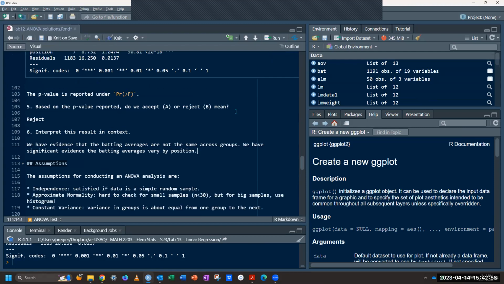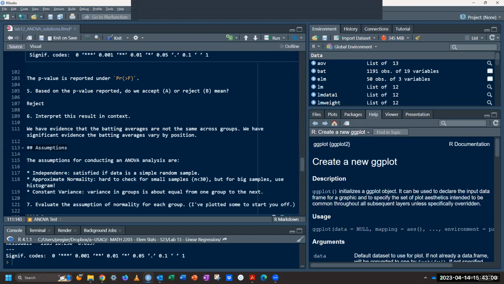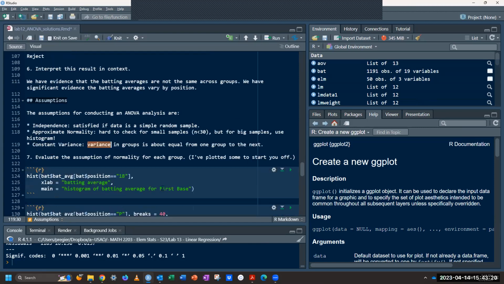So to conduct this test, there are some assumptions we want to check. Independence: is it a simple random sample? We want to say, for a big sample, do we have approximate normality for each group of batting averages? And is there constant variance in each group? Is the variance the same in each group?